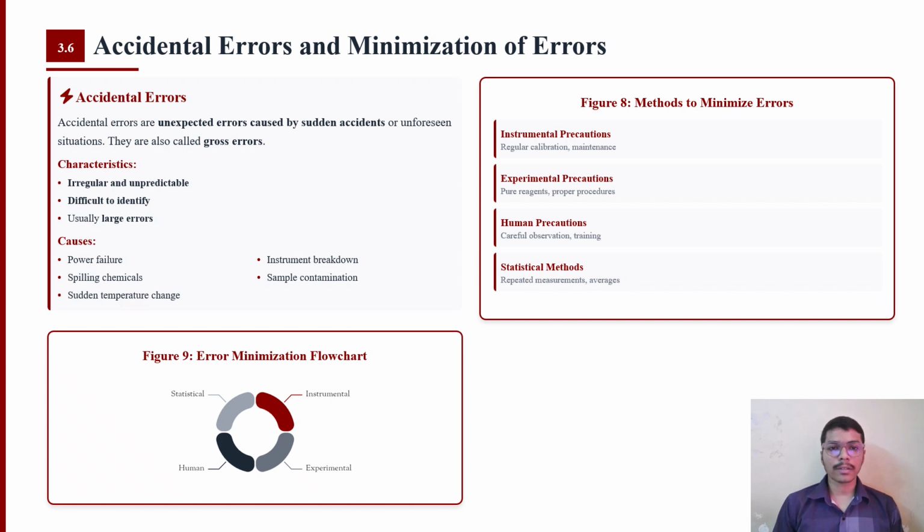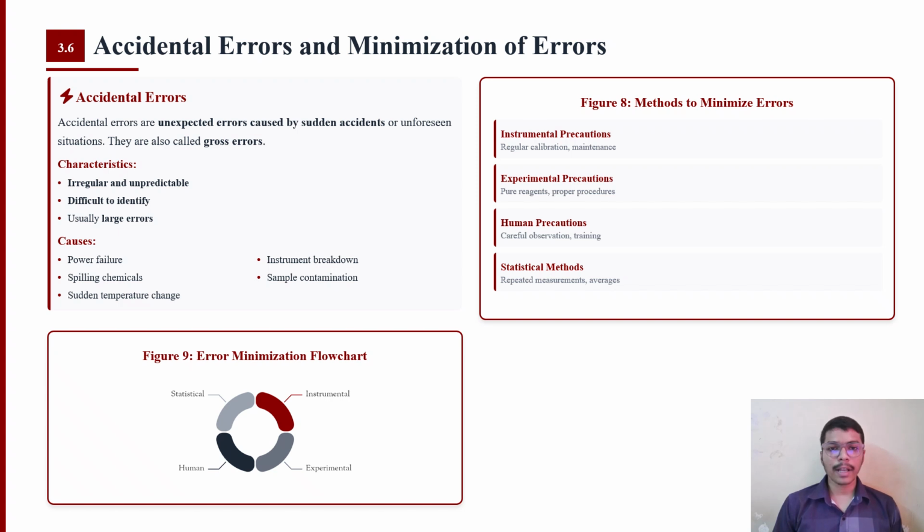Minimization of errors: these errors can be minimized by regular calibration, proper maintenance, careful handling, repeated measurements, following correct procedures, and analyst training. Now let us understand figure 8, methods to minimize the errors. This figure summarizes important precautions used to reduce analytical errors, including instrumental precautions, experimental precautions, human precautions, and statistical methods.